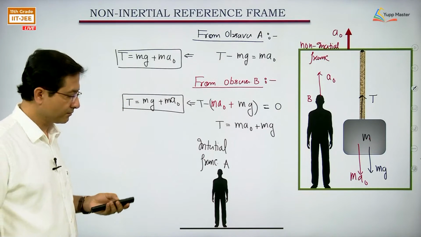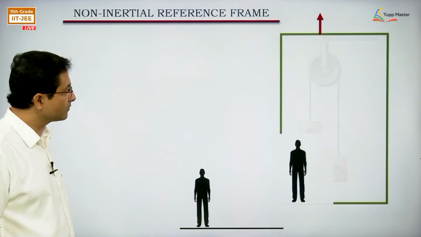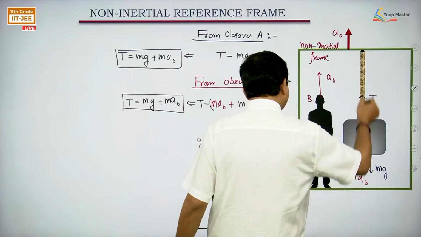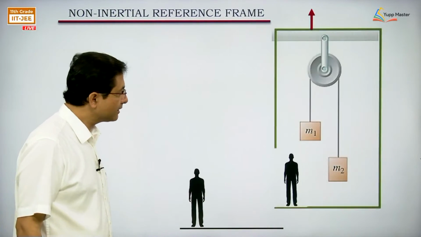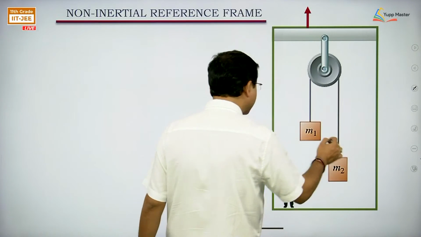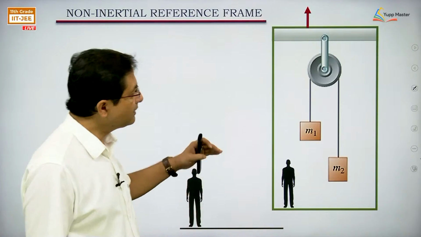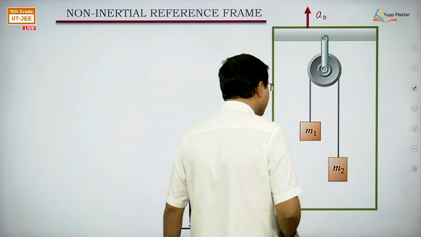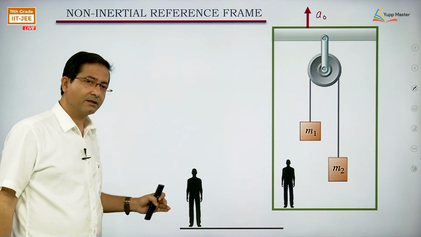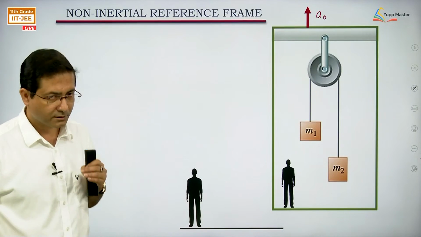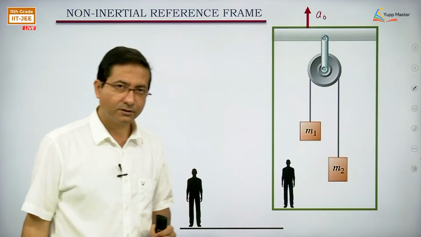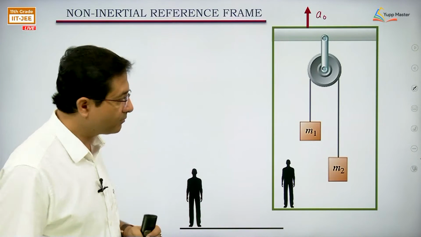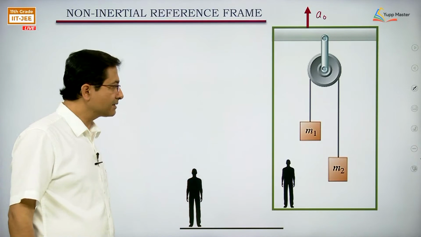Let's take another situation. In the previous case, I kept a block attached to the lift directly. In this case, what I have done is I have taken two masses which are connected by a string passing through a pulley, and the pulley is attached to the lift. So again, if I ask to find the value of tension in the string, as tension is the real force, both observers must observe the same value of the tension, right? You can solve this problem standing on the ground or standing inside the lift.